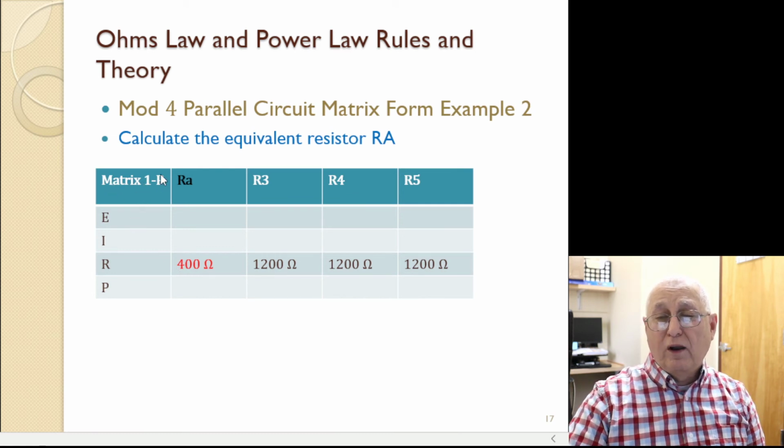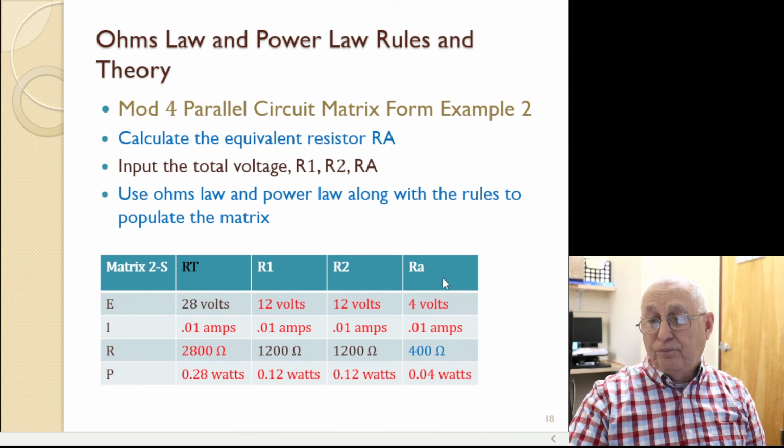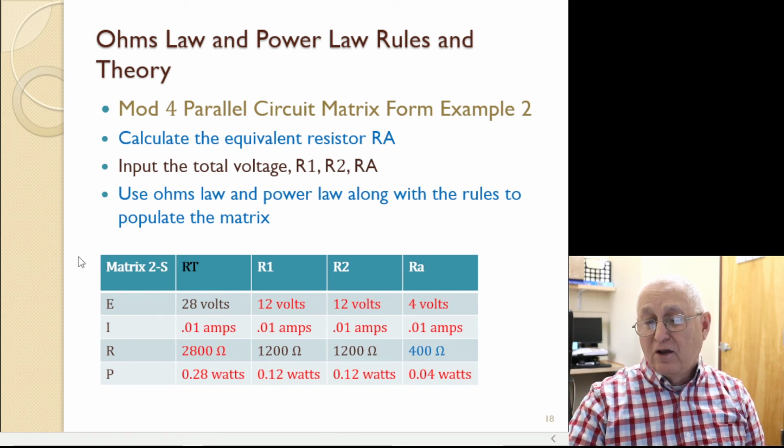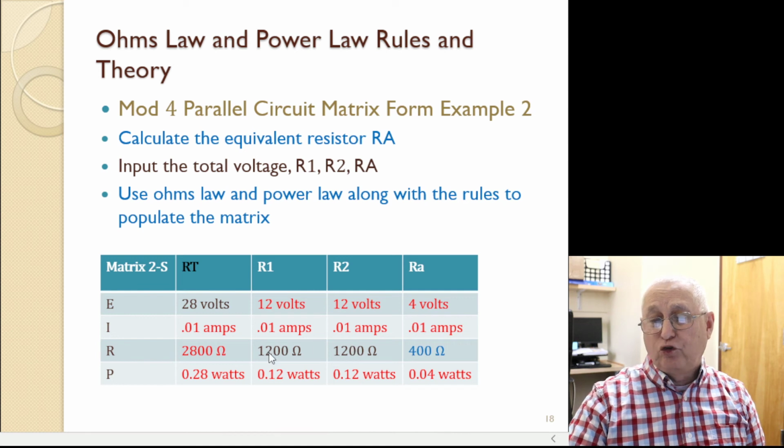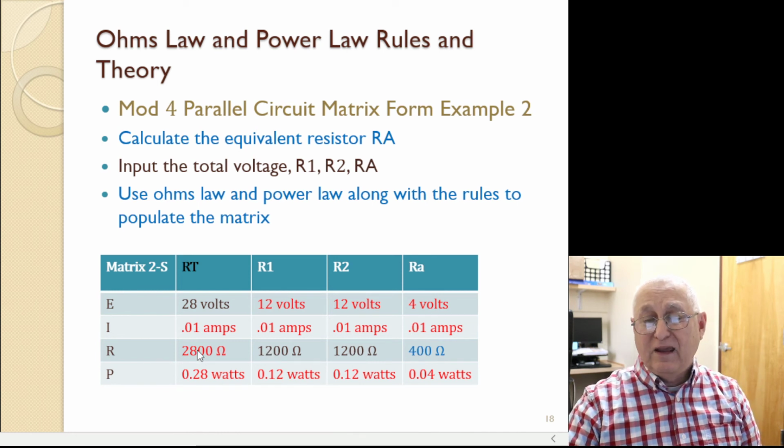This is matrix 1. It is parallel. RA, all I know right now is 400 ohms. I can't do anything else because I don't know the voltage drop or the current yet. I take that RA and I put the information into a new matrix, matrix 2-S. This is a series circuit, second matrix. Here's RA, but all I know is the 400 ohms. I know in the series portion, I have 2 1200 ohm resistors in series. So 400 plus 1200 plus 1200 equals 2800.